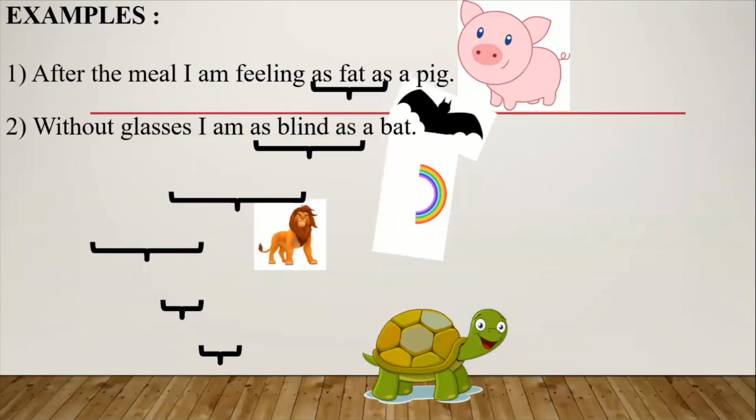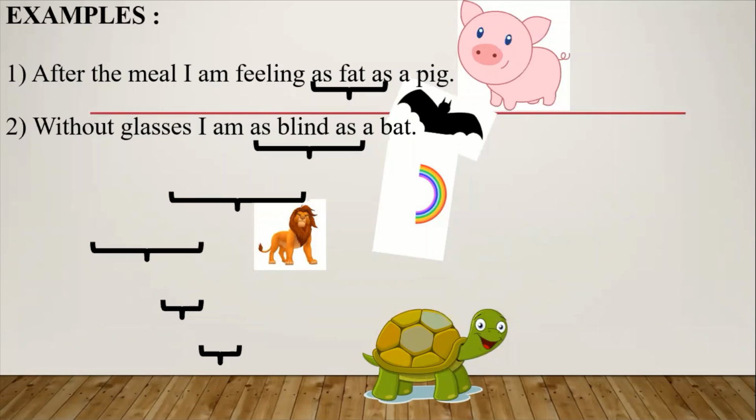Now there are a few more sentences. After the meal, I am feeling as fat as a pig. Do you look like a pig? No, but you're comparing it after your heavy meal. When you eat a lot of biryani, what happens? You feel too tired and you feel like a pig, as fat as a pig. Next sentence: without glasses, I am as blind as a bat. So why are we comparing it to a bat?